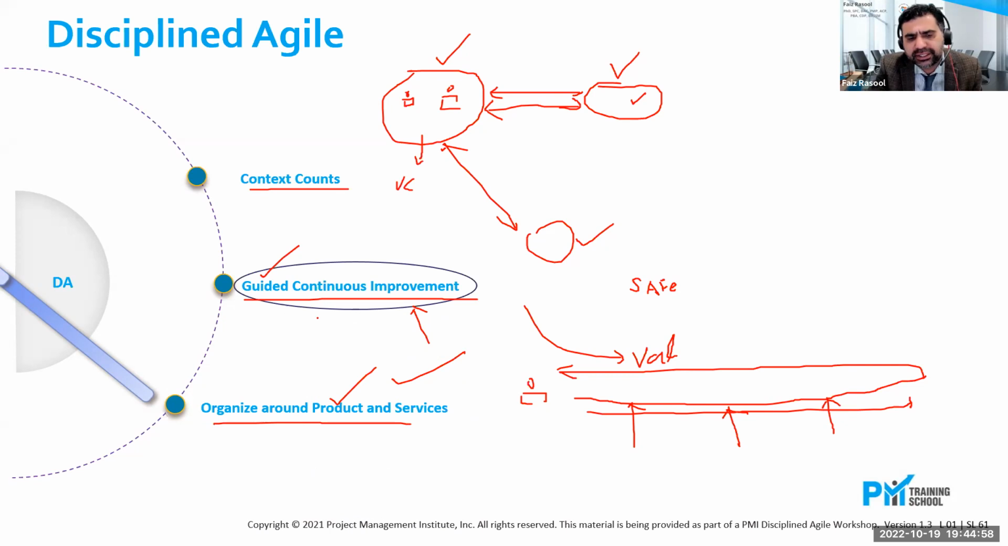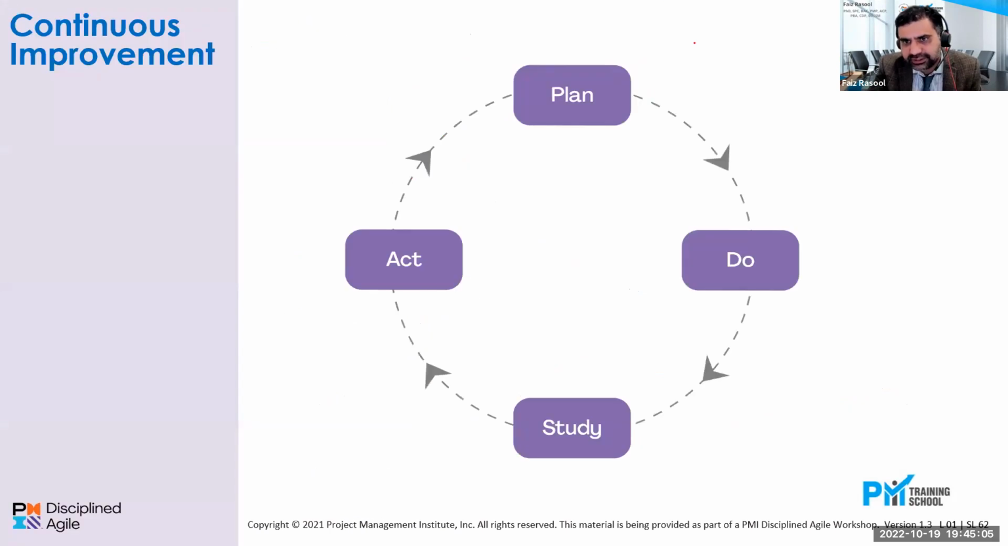Let's discuss this topic called guided continuous improvement. Okay, you know about this cycle, isn't it? Every one of you. Kaizen loop, continuous improvement by the father of lean, Edward Deming.